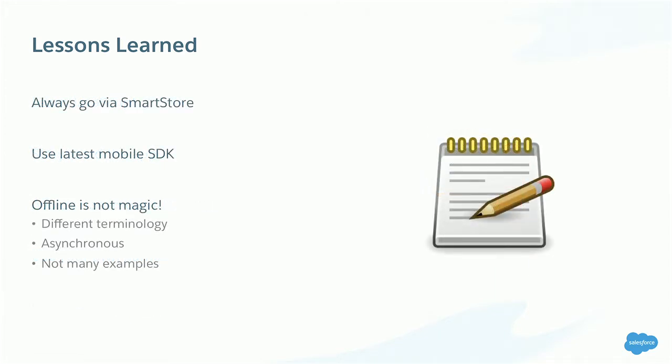Some lessons learned specifically around offline. Always go via the Smart Store. If you've got a database on the local device, use that. On my first bit of offline mobile development, I had this great idea that if I was online and could detect I was online, I'd go to Salesforce, and when I went offline, I'd go back to the Smart Store. And you end up tying yourself in knots really quickly because you're constantly trying to sync things up to no great value.